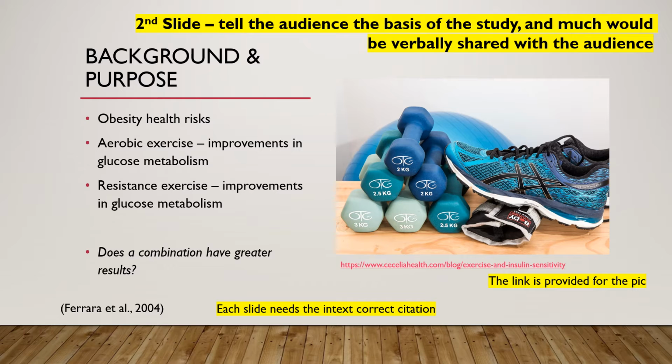So I just consistently put it in that bottom left hand corner when appropriate. If there's a picture, you want to give a link to where you found that, and it can be hot or not hot, doesn't matter. Okay? So this background and purpose is that glucose metabolism improves after regular aerobic exercise, after resistance exercise. So the authors wanted to know, well, what if you combined?